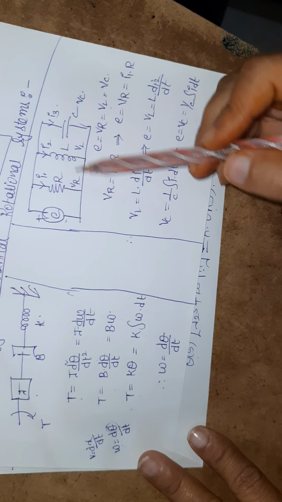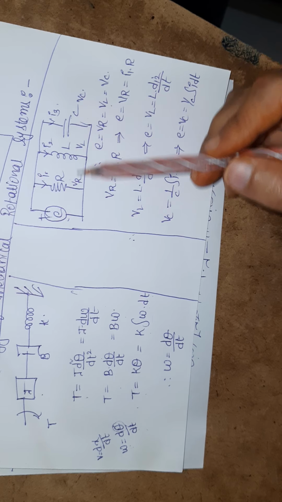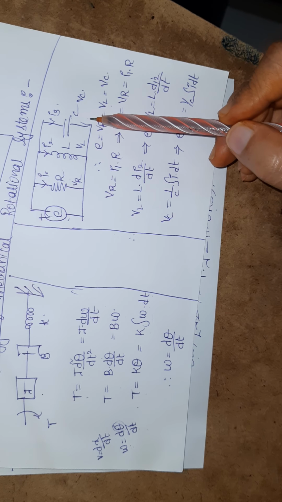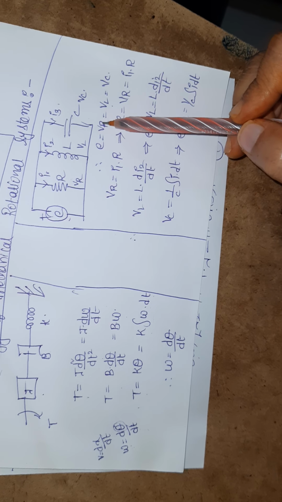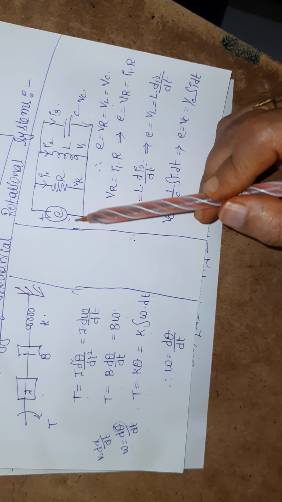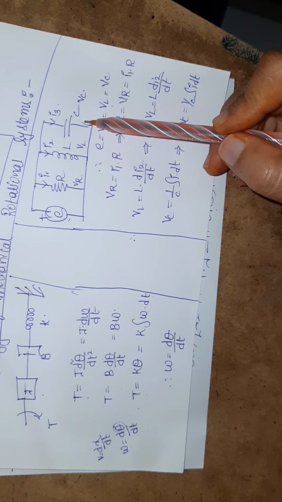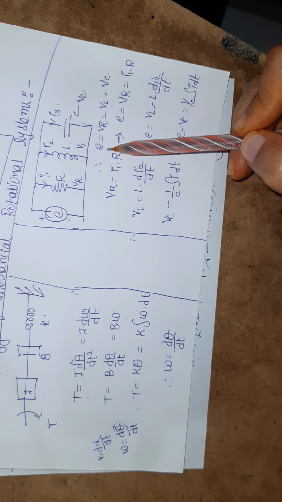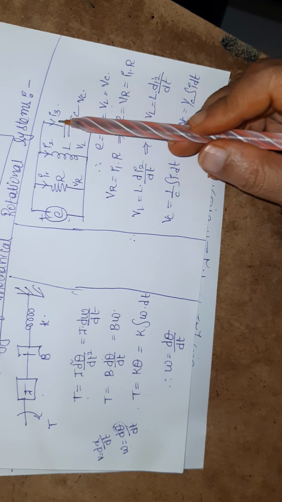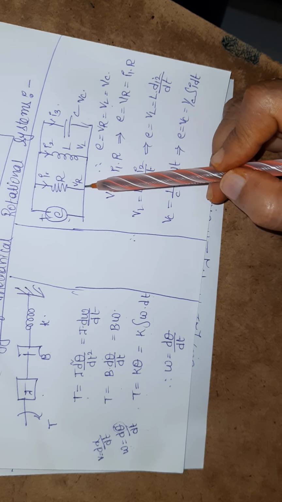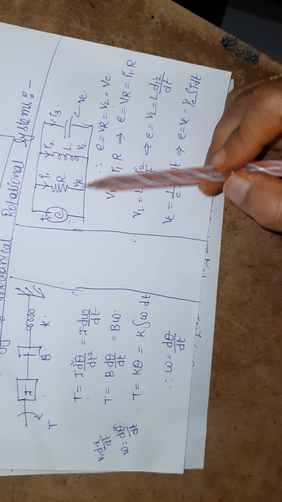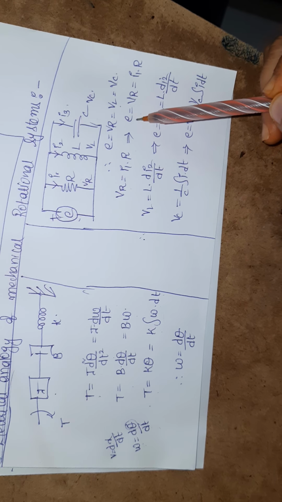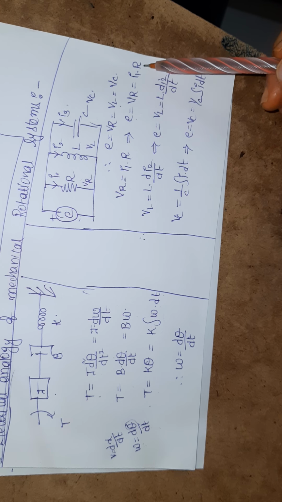See, these three are connected in parallel. If they are connected in parallel, then the voltages across the elements are equal. So VR, VL, VC are the voltages across the elements, and these voltages are equal to the source voltage because the source is also in parallel with these elements. So I can write E is equal to VR is equal to VL is equal to VC. If I apply Ohm's law, V is equal to IR. So the voltage across this resistance is equal to the applied source voltage: E is equal to VR is equal to I1 into R.